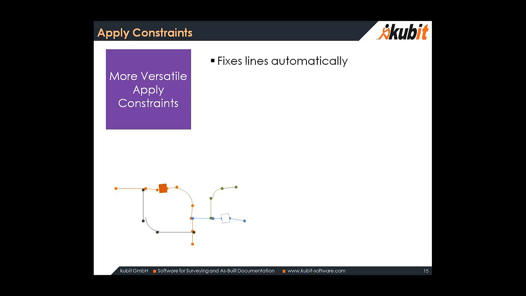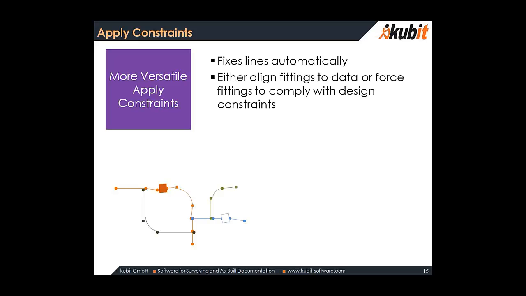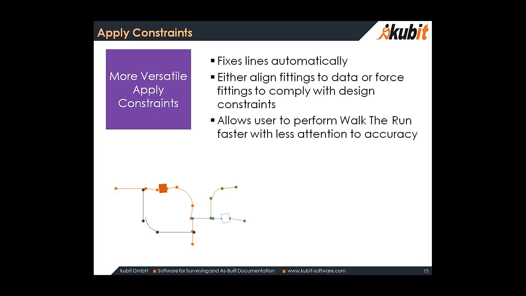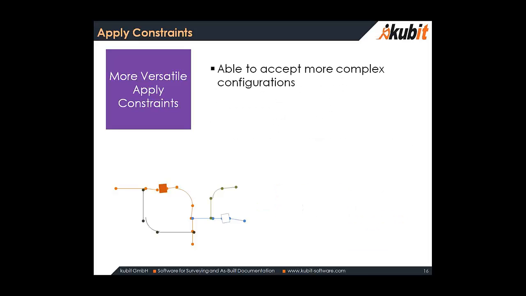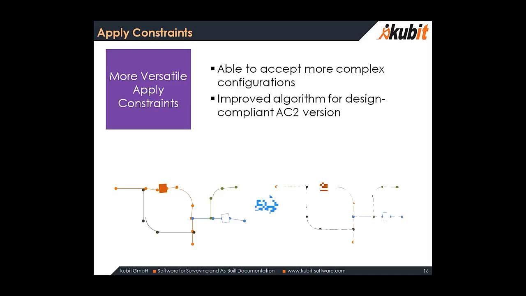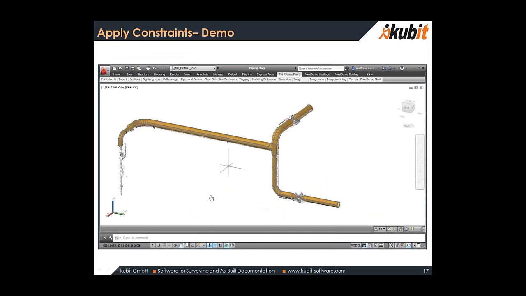And the idea is basically it fixes lines automatically. So you can see on the bottom left that this would be a result of the local modeling, and there are some gaps which you haven't seen yet, but I will show them to you in a second. And so you can align those fittings and lines automatically so it complies with your design software. And the advantage of that is as well, it allows you to perform walk the run a little bit faster, so you have to pay less attention to accuracy, but in the end you still get an accurate result. And finally, we want something like this so that these small gaps are closed. And it has been changed, so it's able to accept more complex configurations, and the algorithm has been improved to make it more consistent with the design software requirements.